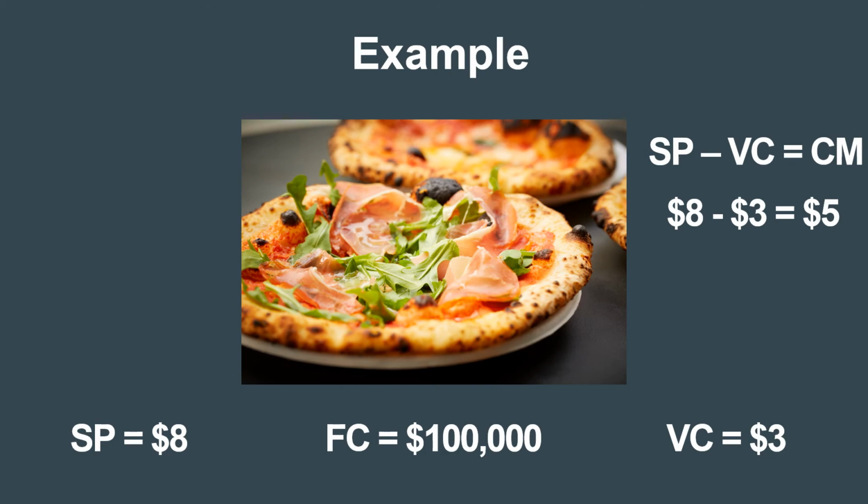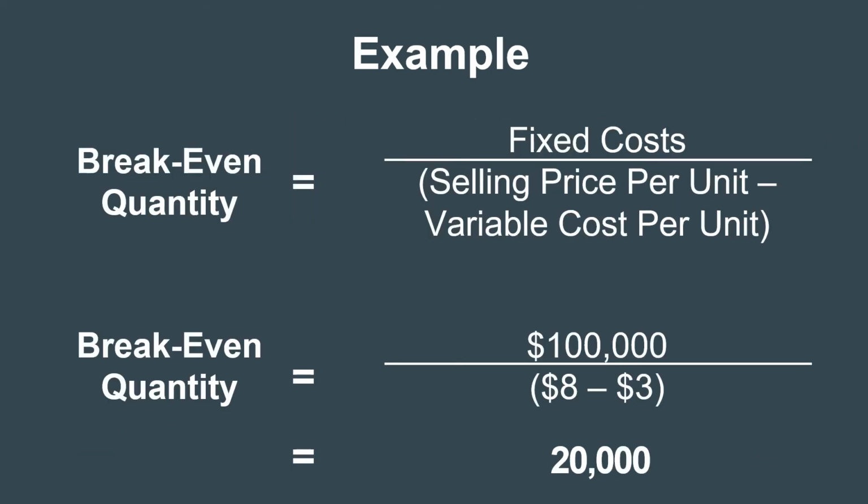We can then find the number of units we need to sell to break even, and that is by using our fixed costs, $100,000, and dividing that by our contribution margin, $5. So 100,000 divided by 5 gives us the answer of 20,000. That means we need to sell 20,000 pizzas to break even.